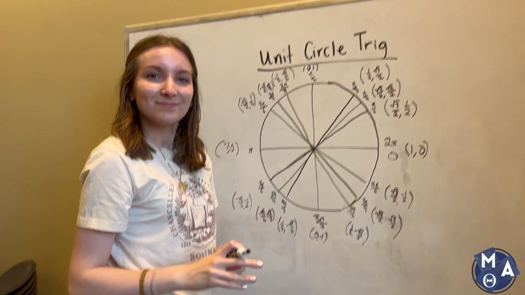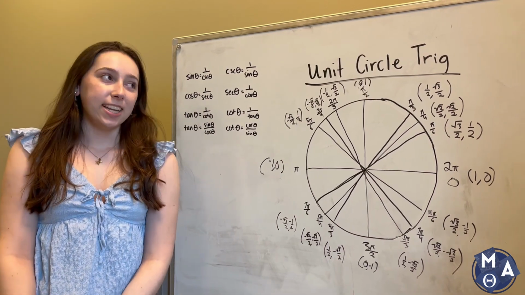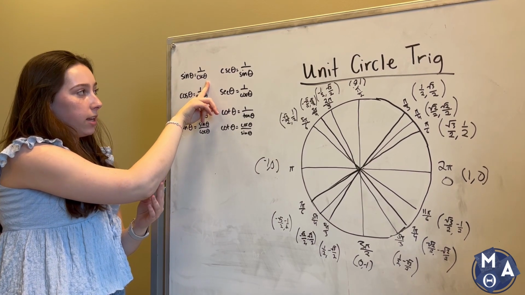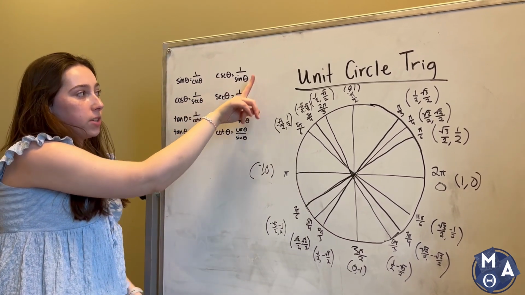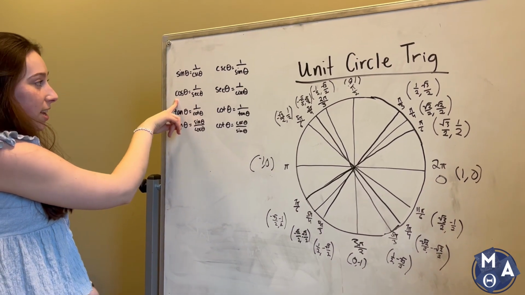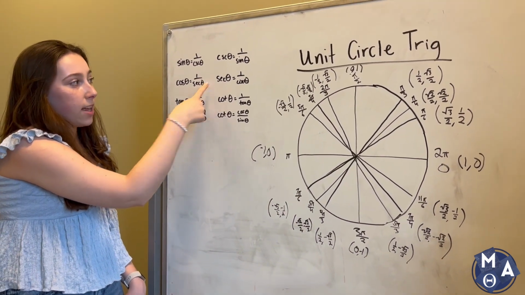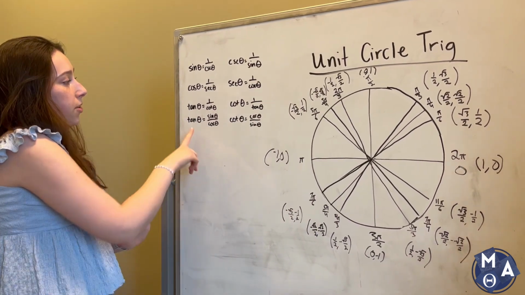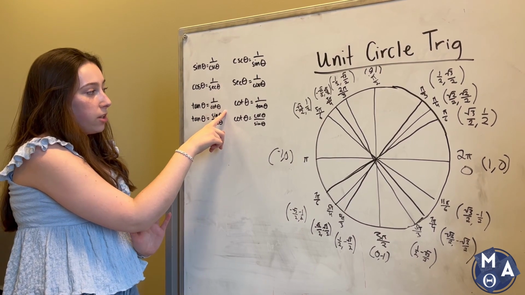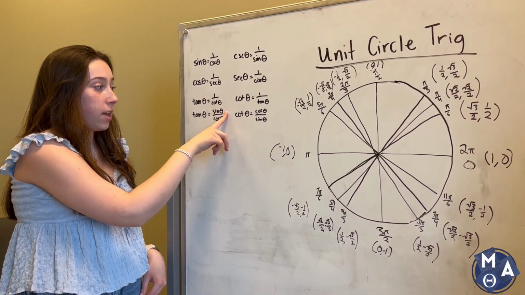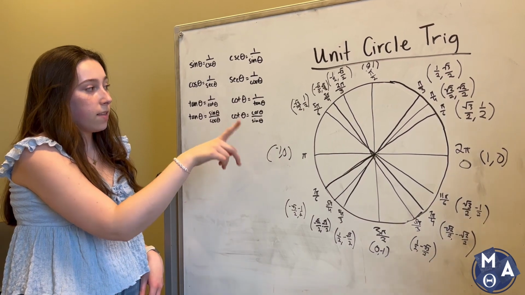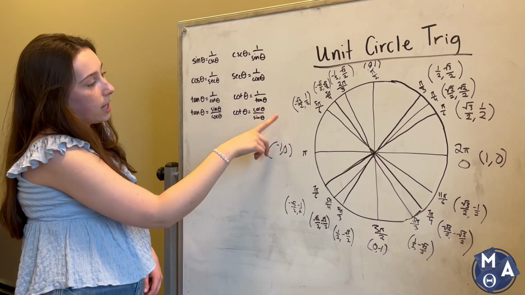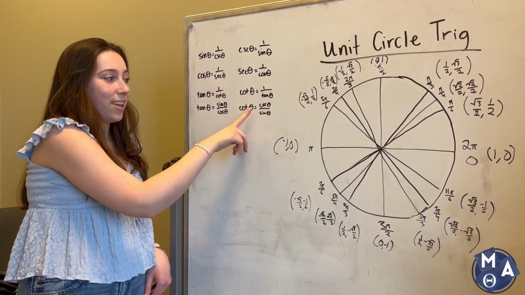Now we're going to review some trig identities. We know that sine of theta is equal to 1 over cosecant of theta, and cosecant of theta is 1 over sine of theta. Cosine of theta equals 1 over secant of theta, and secant of theta is 1 over cosine of theta. For tangent, it's equal to 1 over cotangent of theta, but also sine of theta over cosine of theta. The same goes for cotangent: it is equal to 1 over tangent of theta, and it is equal to cosine of theta over sine of theta.